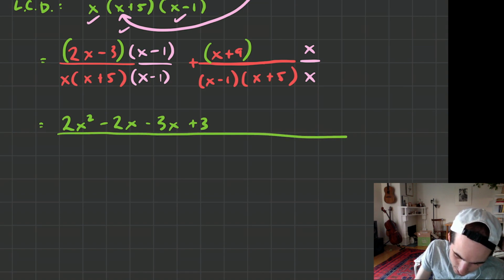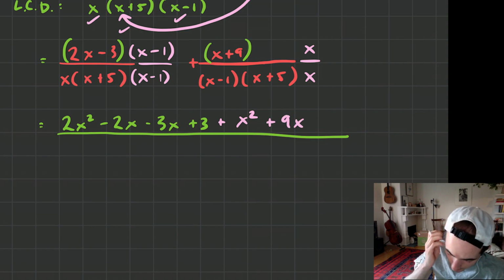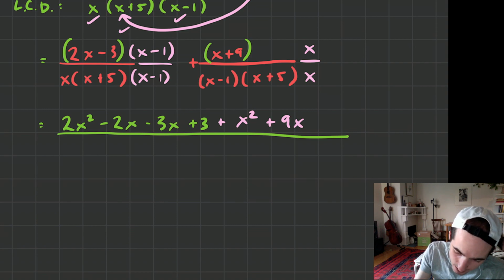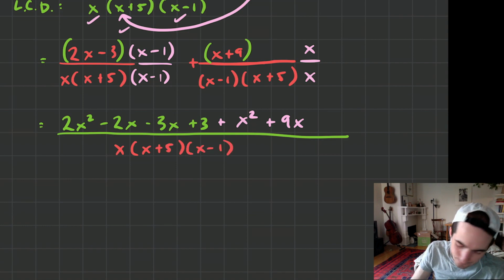Then I'll just have one big fraction. I've got x times x, which is x squared. Maybe I'll do this second fraction in a different color. How about purple? So I've got x times x, which is x squared, and 9 times x, which is 9x. Okay, great. And in the denominator, I just have that common denominator now. I'll do that in red. That is x times (x plus 5) times (x minus 1).